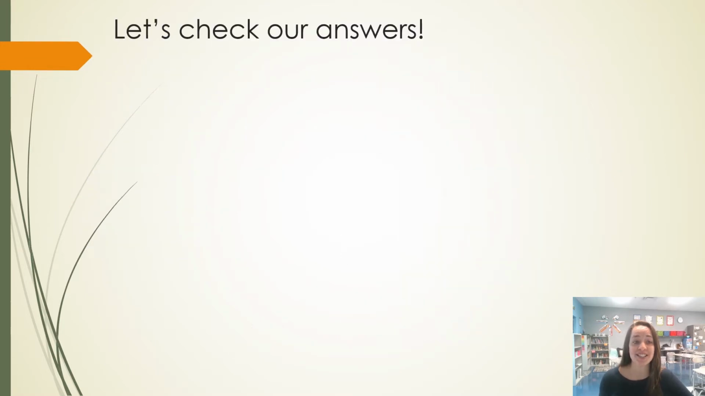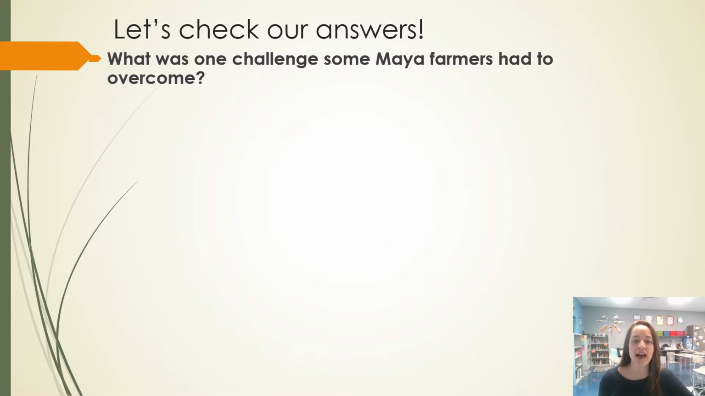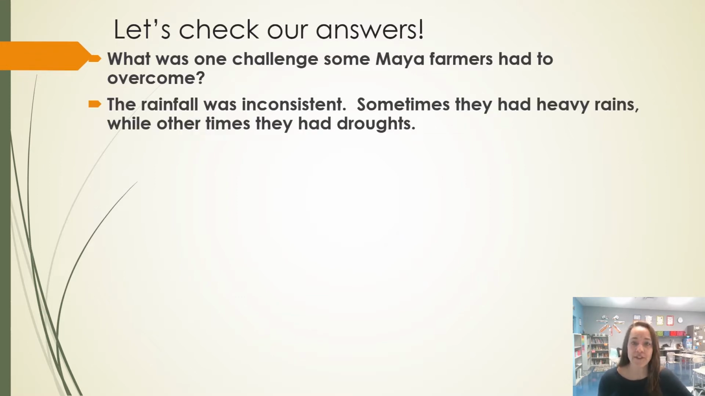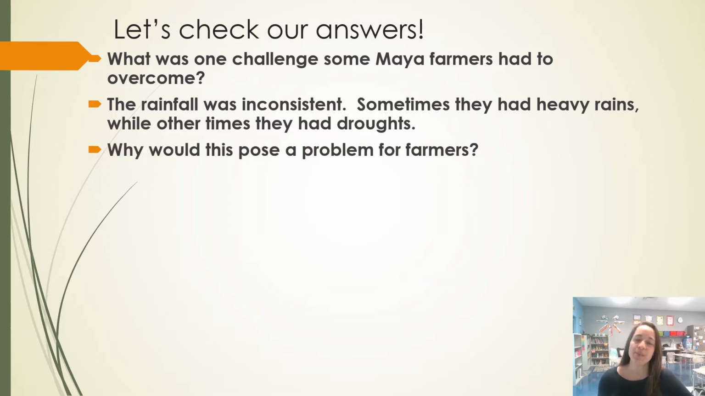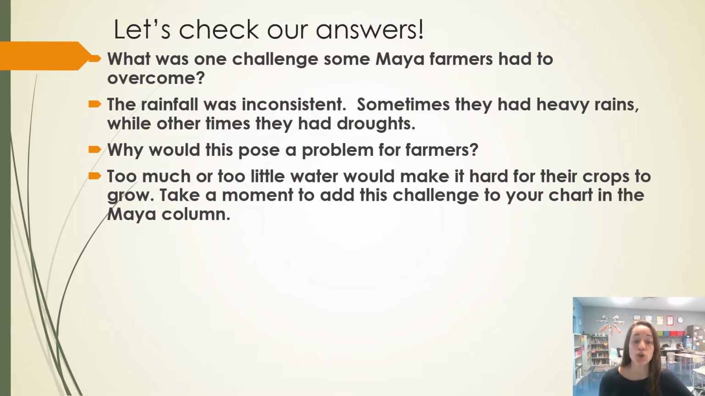Let's check our answers. What was one challenge some Maya farmers had to overcome? The rainfall was inconsistent. Sometimes they had heavy rains, while other times they had droughts. Why would this pose a problem for farmers? Too much or too little water would make it hard for their crops to grow. Take a moment to add this challenge to your chart in the Maya column.